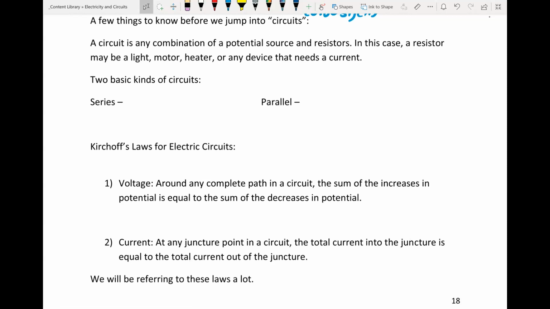So there are a few things that we need to know before we jump into the circuits part of this unit. So a circuit is any combination of potential source and resistors. In this case, a resistor may be a light, a motor, a heater, any device that really needs a current. And there's two different types of circuits. The first one is a series. So we have the switch, we have a resistor, another resistor, another resistor. I just drew 3 resistors. So this is a series and it has one path for the current.